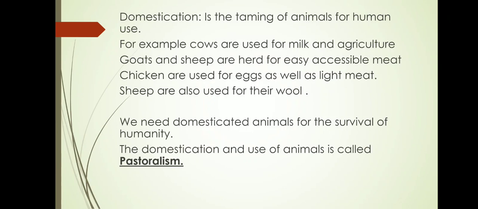Sheep are used for their wool as well. If we look at the sheep, we see that they have this soft, fluffy wool. When they are dirty, it appears brownish, but when they are clean, when they are washed, it's pure white. This wool is used to make some clothes and other stuff like pillows and so on for us to use. So we need domesticated animals for the survival of humanity.